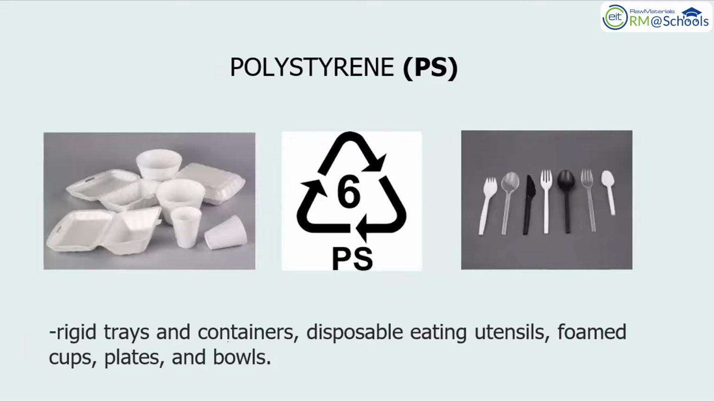Now we have polystyrene. Polystyrene plastic is a naturally transparent thermoplastic that is available both as a typical solid plastic as well as in the form of a rigid foam material. Polystyrene plastic is commonly used for disposable eating utensils, foamed cups, plates, bowls, rigid trays, and containers. Also, we use this as much as the plastic bags, and it's bad for our environment. Okay.